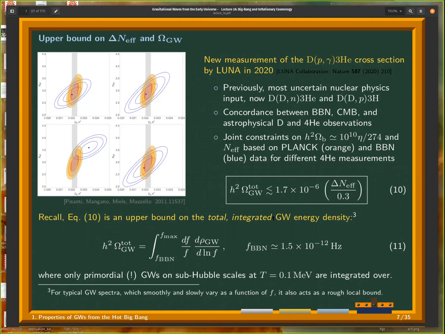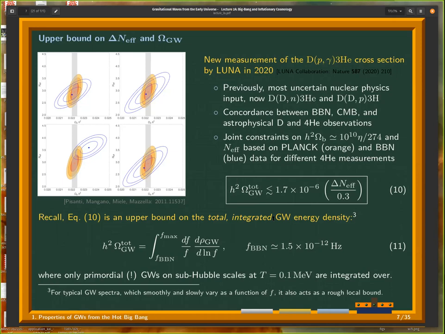Yes, the BBN constraint is not as strong, but can you maybe repeat the question? The question is whether you can use the CMB data first to eliminate the possibility of a large amount of dark radiation. Yes. I think this relates to the question of how these bounds will improve in the future.